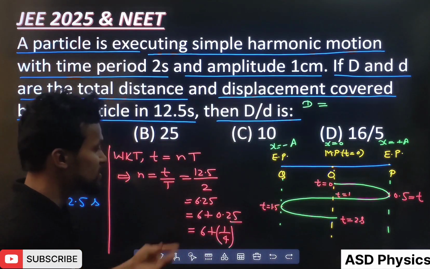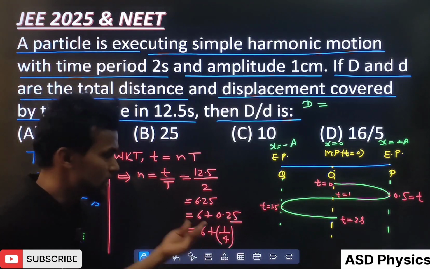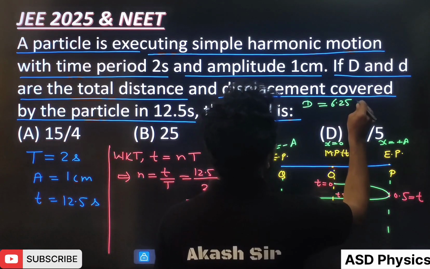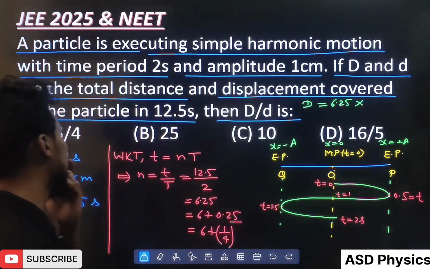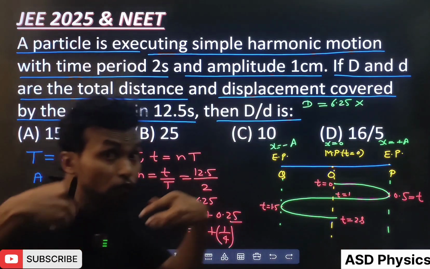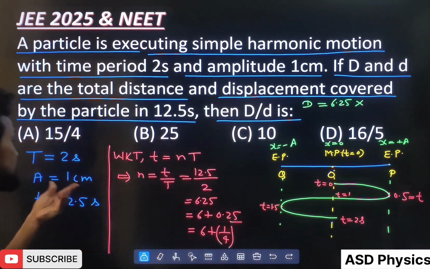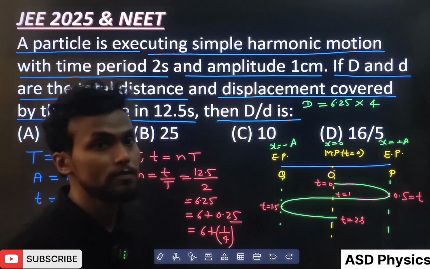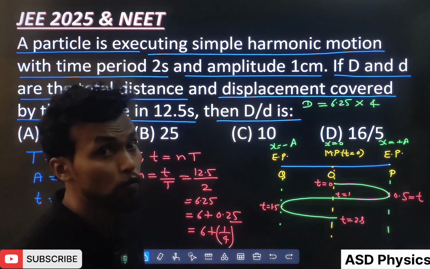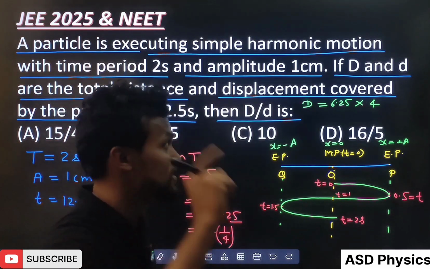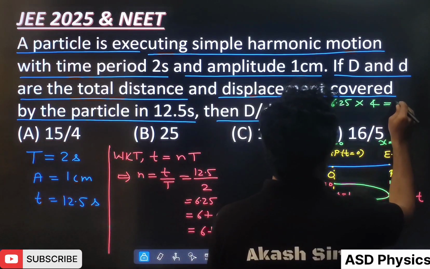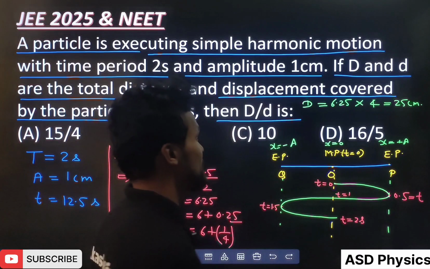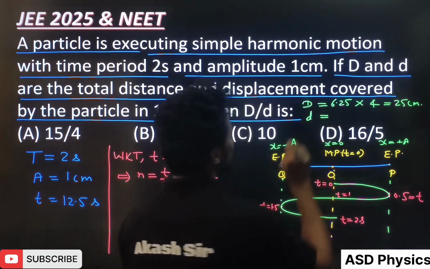But here how many oscillations are there? You can see very well 6 plus 1 by 4, or we can tell 6.25 number of oscillations. So if I write here 6.25, and in one oscillation how much distance is it traveling? 4a. And here a is 1 centimeter. That means we can write here total 4. So students, when you multiply this 6.25 into 4 centimeter, because in one oscillation it is 4 centimeter, this will come here after multiplication 25 centimeter. This is the distance.